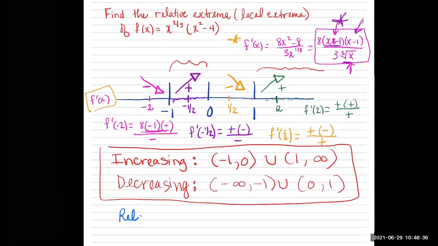Okay, so first let's find the relative maxima if we have them. Maxima is the plural of maximum, so we may have more than one. We may only have one.